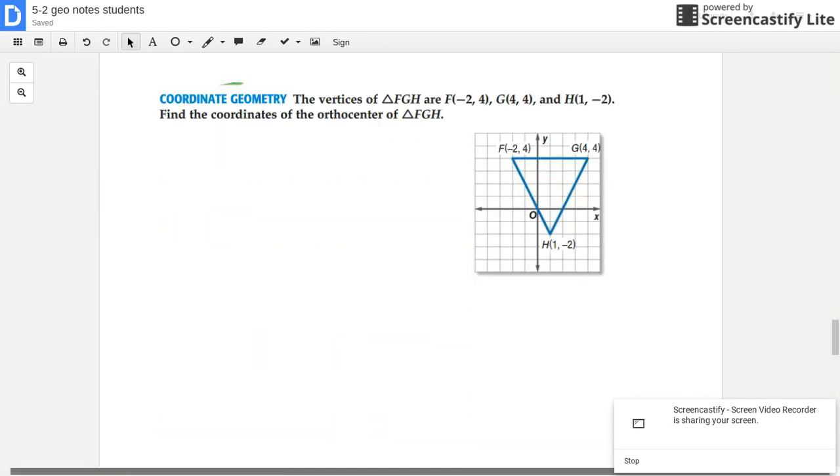This will be a problem like on your homework, which I'll assign later. The vertices of triangle FGH are F(-2, 4), G(4, 4), and H(1, -2). You have to find the coordinates of the orthocenter of triangle FGH. So to find the coordinates, first draw your attempts at altitudes.